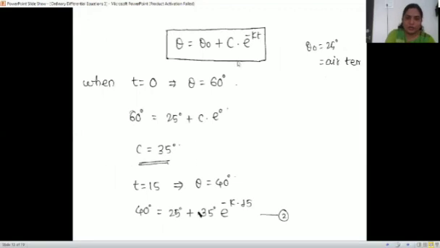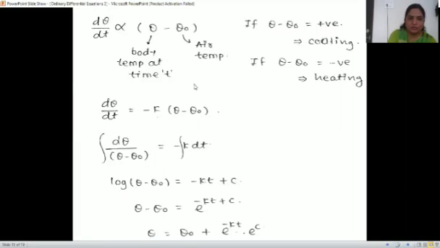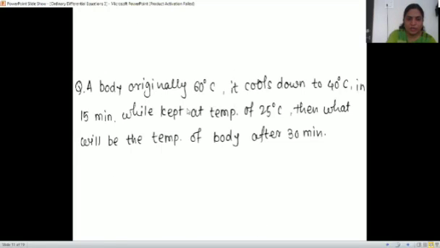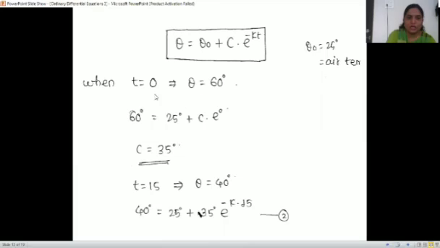The final equation will look like this: e raised to minus kt into c plus theta naught is equal to theta. Okay, then we'll go to our question. At t equal to 0, what is given? Body originally at 60 degrees Celsius, that is theta is equal to 60 degrees Celsius. Originally means initially, that is at time t equal to 0, theta is equal to 60, right?